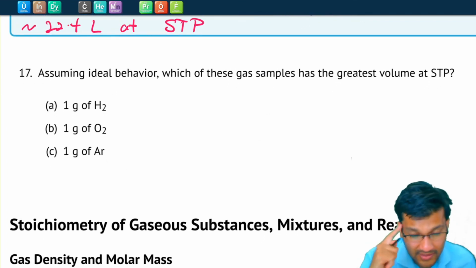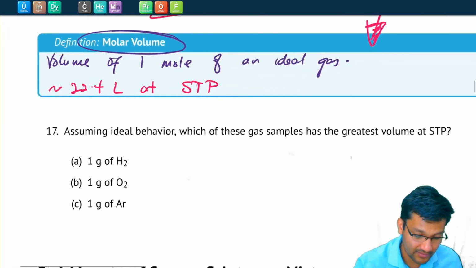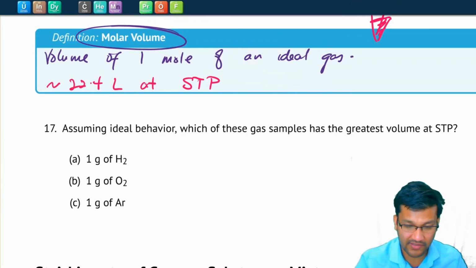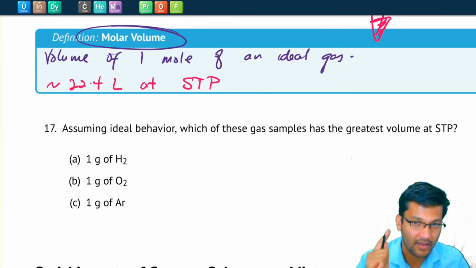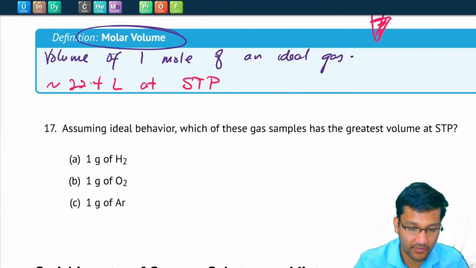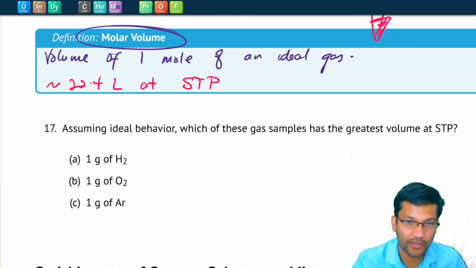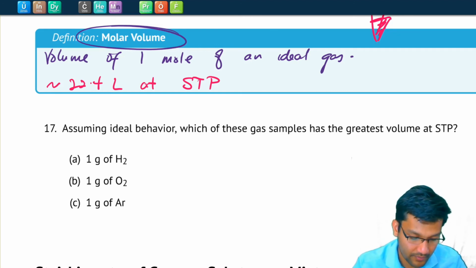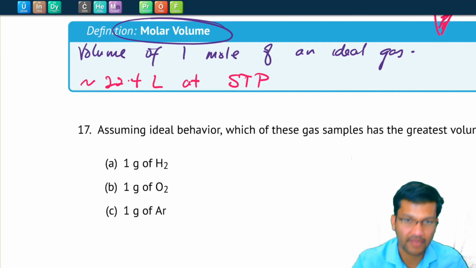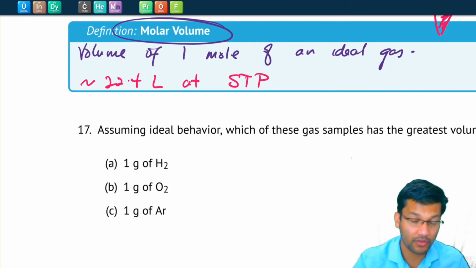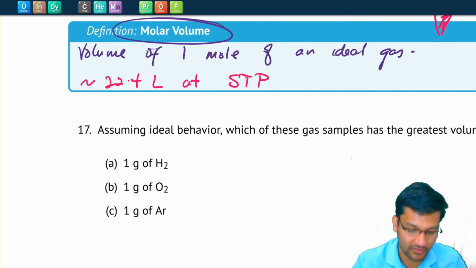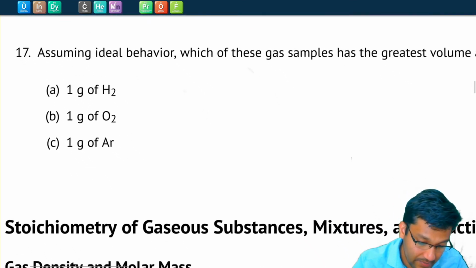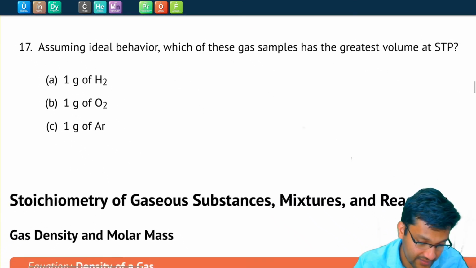Okay, so it doesn't matter what gas it is, right? If it behaves as an ideal gas, 1 mole of the gas, regardless of what gas it is, will take up about 22.4 liters of volume. You increase the moles, you increase the volume; you decrease the moles, you decrease the volume. So with that in mind, try to see if you can tackle number 17 on your own.